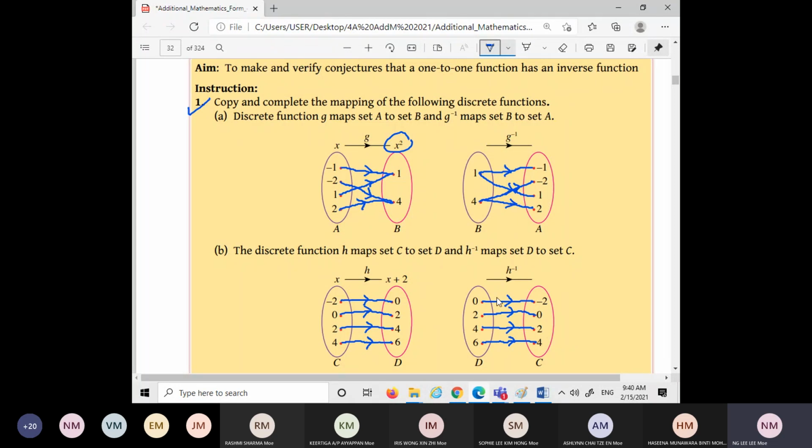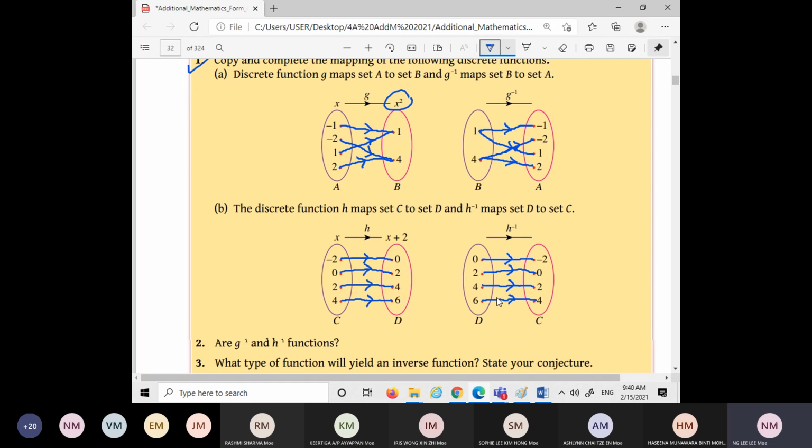Okay, now they want you to answer the following questions. Are the inverse of g and the inverse of h functions or not? You still remember functions? One-to-one relation. There are two types of relations which are functions. First type is one-to-one. Second type is many-to-one. Only these two types are functions. So this one is many-to-one. This is one-to-one.